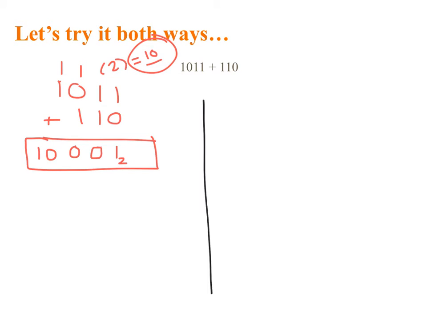Now, if that strategy doesn't click well with your brain, you can also use a different strategy where we convert each number into decimal, add them together, and convert them back. So for this one, I know that each column represents 1, 2, 4, 8. In order to create this number in decimal, I have to do 8 because I need the 8 slot, I need the 2 slot, and I need the 1 slot. So this number becomes 11.